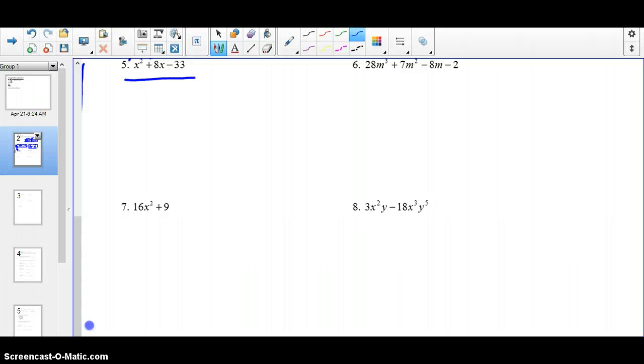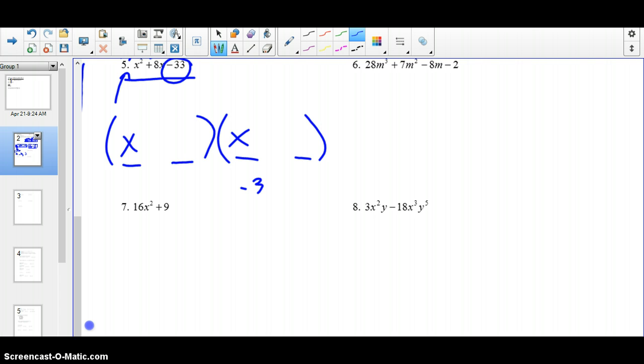One thing also, this is an easier trial and error because the first term, x squared, is 1. So we automatically know what goes in first times first. That would be x and x. And then for the last 2 slots right here, we need to find factors of negative 33. Factors of negative 33, I can only think of 2 pairs. Well, I guess there's 4. 1 and 33. You could do negative 33 and 1, negative 1, 33, and then 3 and 11.